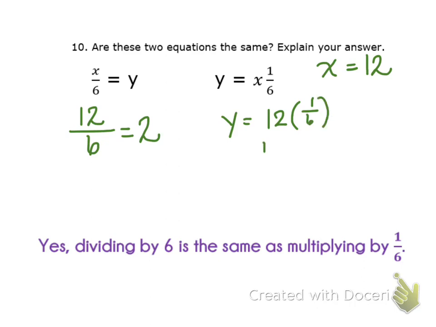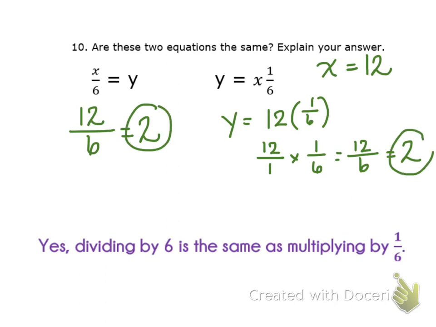Okay, so 12 as a fraction would be 12 over 1 times 1 over 6. Multiply my numerators. 12 times 1 is 12. 6 times 1 is 6. 12 divided by 6 is 2. So y would be 2. So it's the same exact thing. We got positive 2 for our answers for both examples. So dividing by 6 is the same as multiplying by 1/6.